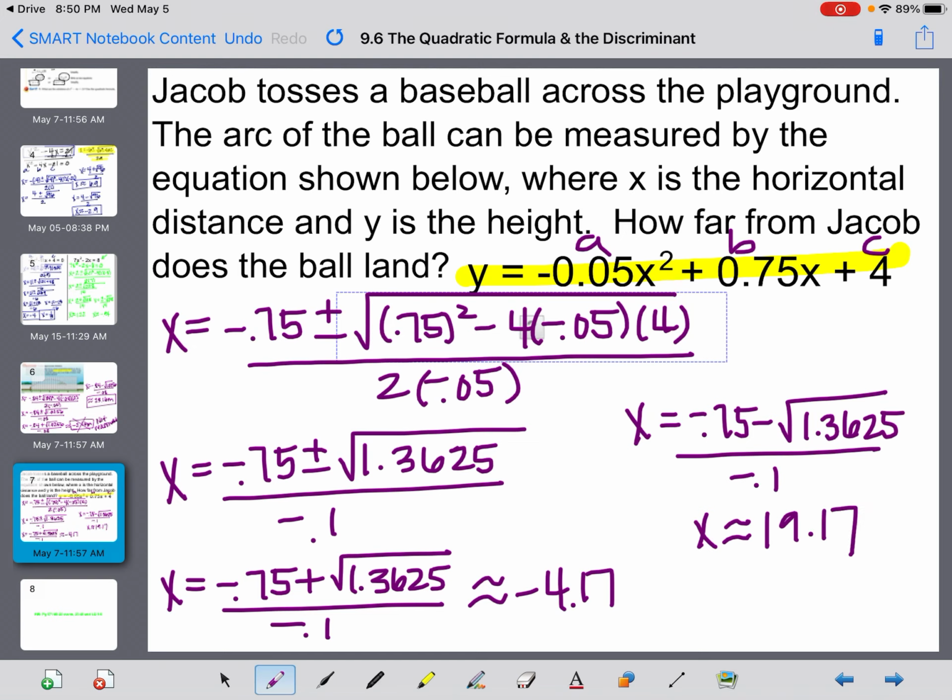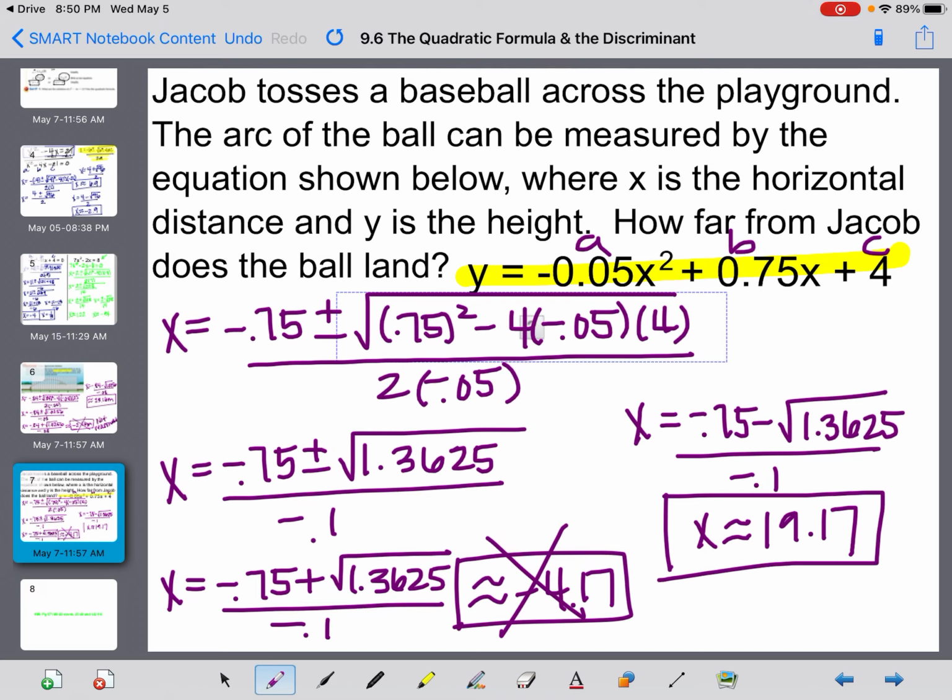All right, because I can't be negative distance away from something, this one is our unreasonable, and 19.17 units, since it doesn't say if this is feet or not, but I'm assuming feet, 19.17 units is our solution for this word problem.